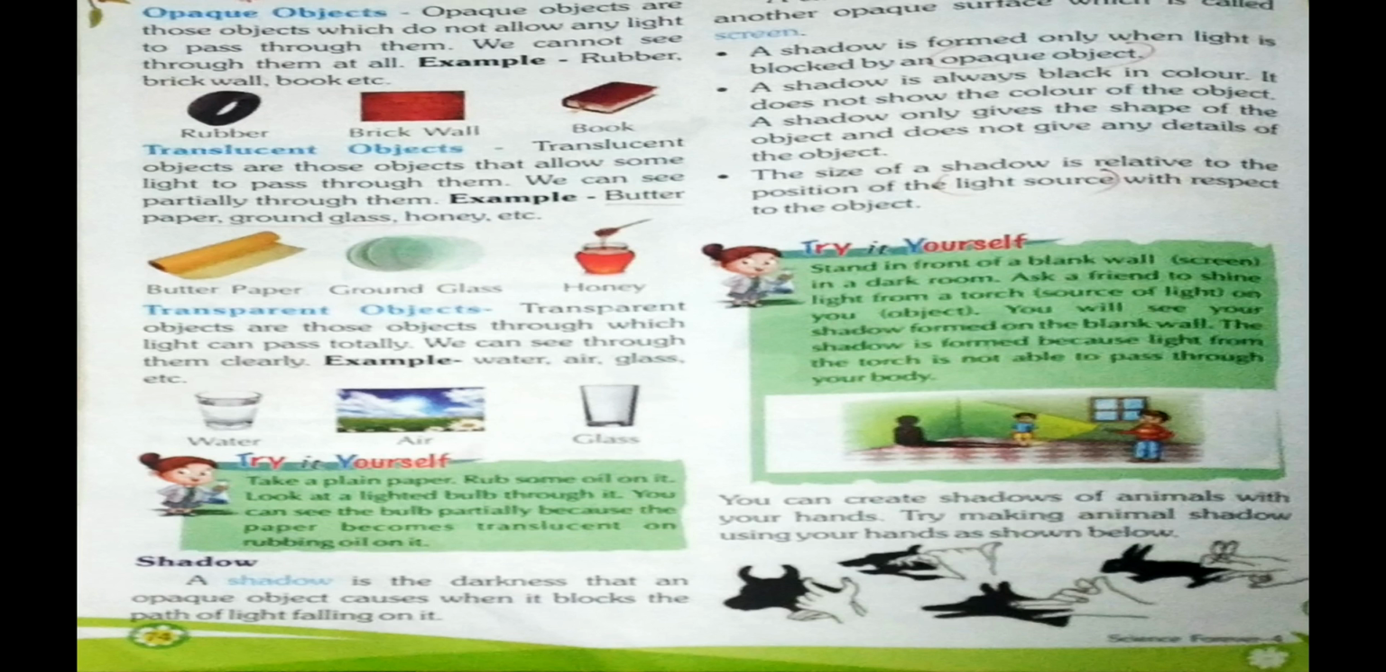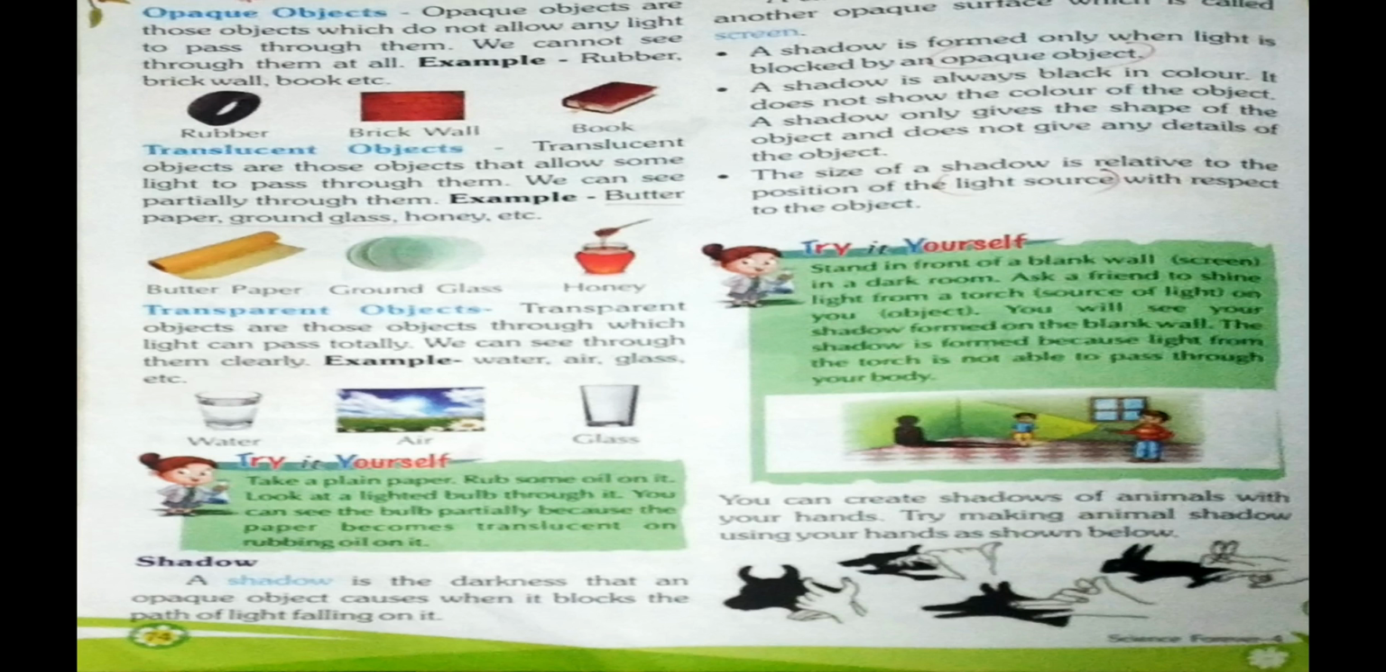Now, take a plain paper, rub some oil on it, look at a lighted bulb through it. You can see the bulb partially because the paper becomes translucent on rubbing oil on it. Next topic is shadow. A shadow is the darkness that an opaque object causes.